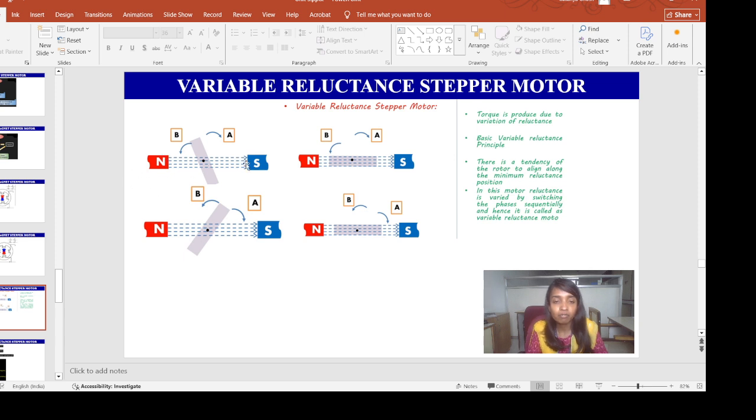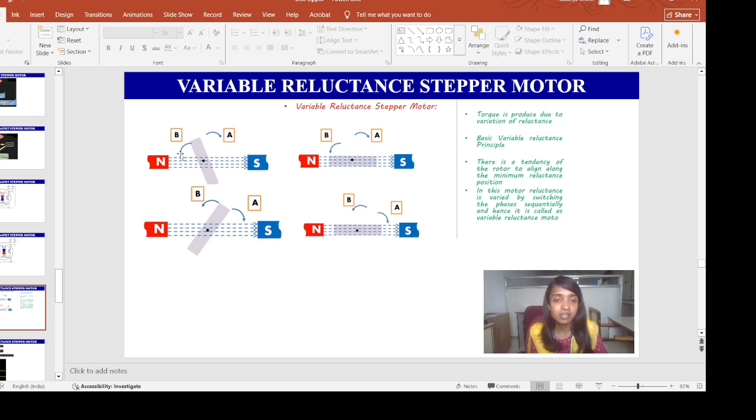Suppose I have a magnetic field here and I have placed a soft iron material in this position. In which direction will this iron material rotate, in the A direction or B direction? The magnetic flux tends to follow the minimum reluctance path. So in this situation the iron will rotate towards the B direction, because in the B direction it is obtaining the minimum reluctance path. So the lower the gap, the lower the reluctance.